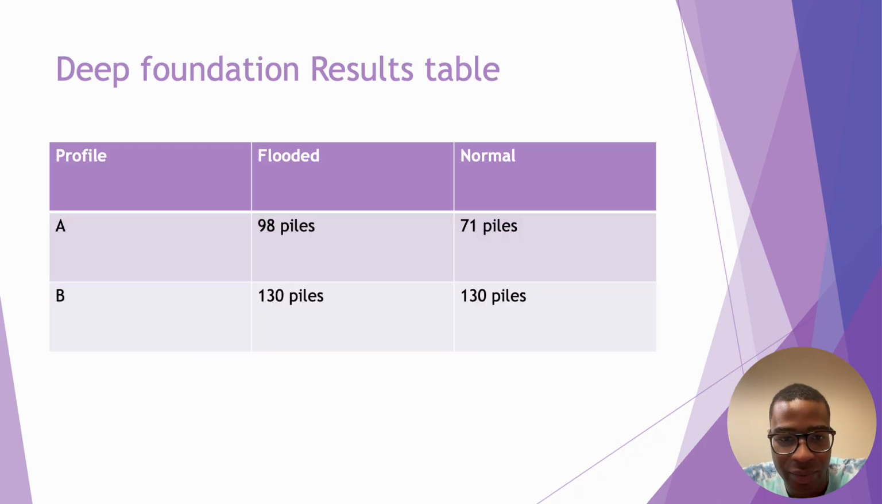So comparing the results, we needed 98 piles in the flooded condition for profile A and 71 piles in the normal condition. For profile B, we needed 130 piles, which stayed the same through the normal and the flooded condition, just because the clay conditions didn't change much when we had that flooded condition. The clay was pretty weak from the start. You're still going to need that 130 piles no matter what.